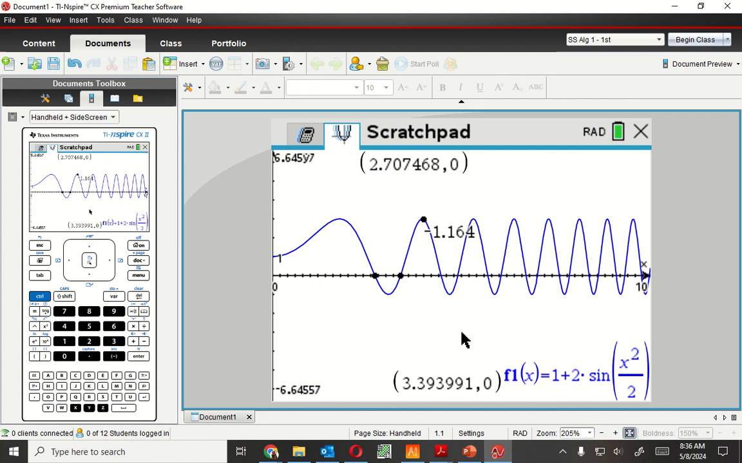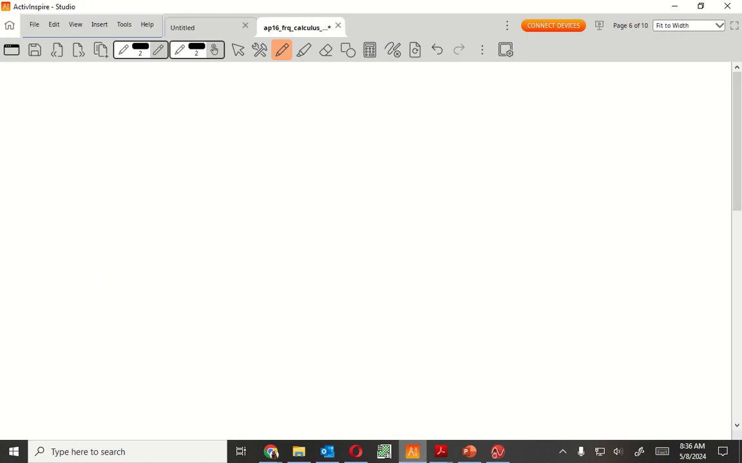So 2.707. There you go. My velocity is going to be equal to 0 when t is 2.707. So that's where it's going to change from positive to negative. That means my particle is moving forward, then changes to moving backwards.